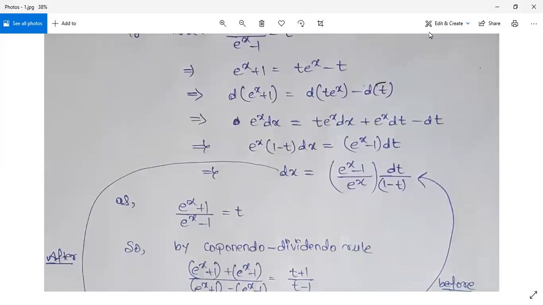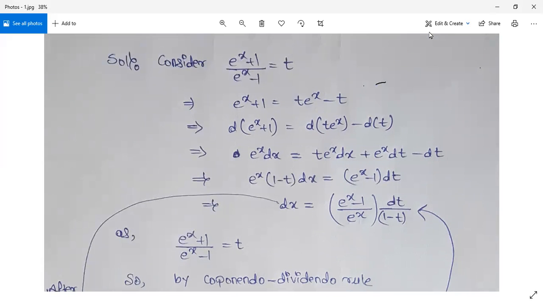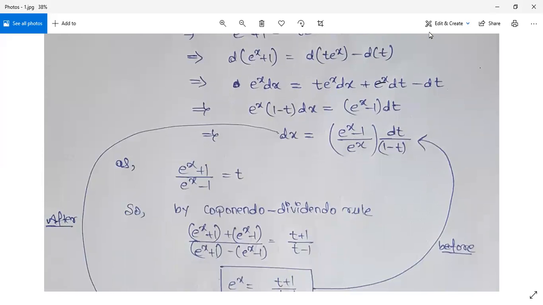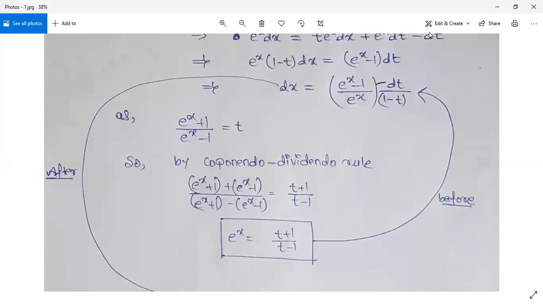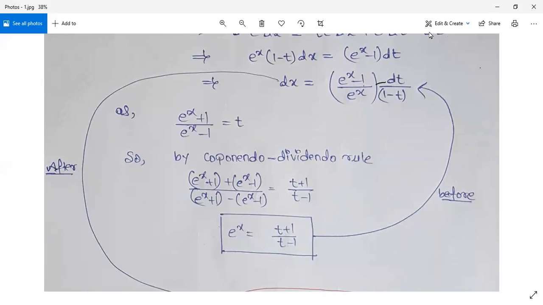Now I need to make the right-hand side of this expression in the form of t only. So I need to convert this e^x into something in terms of t, and I have considered (e^x plus 1) divided by (e^x minus 1) as t. So I can use this expression to find the value of e^x in terms of t. Now you can simply do it. It is not that big a deal. There's a rule called componendo and dividendo in which we can directly do this. We need to add the denominator to the numerator in the numerator, and subtract the denominator from the numerator in the denominator, on both sides.